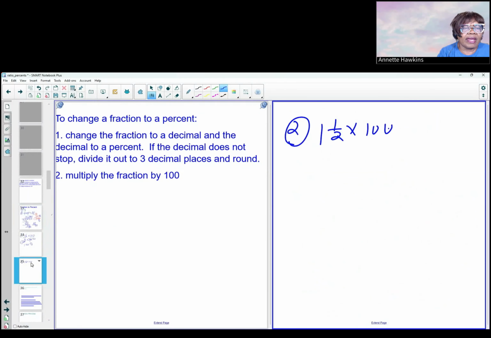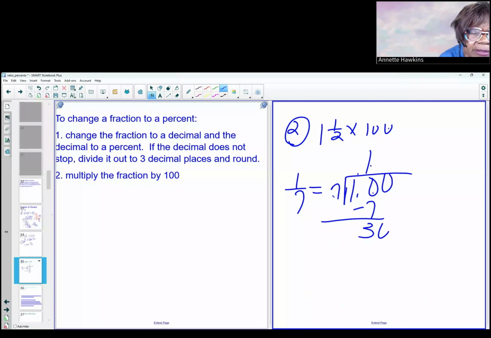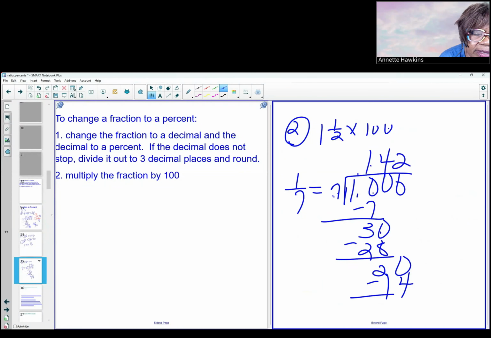Now, let's say that you want to use the first method, change it to a decimal. Okay. So we had 1/7. So 7 to go into 10, 1 times 7 is 7, subtract, 3, add a 0. 7 to go into 30 4 times, 7 times 4 is 28, subtract, 2. 7 to go into 20 2 times, 7 times 2 is 14, 6, and a 0 is 60, 8. So this is 0.1428, and then you would change this decimal to a percent.